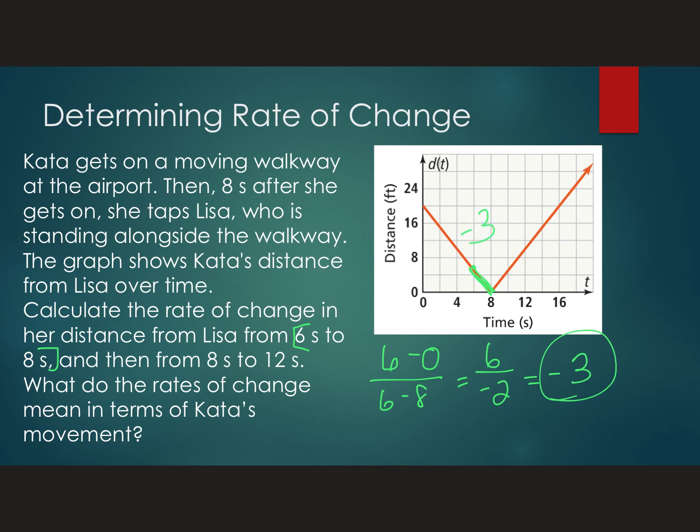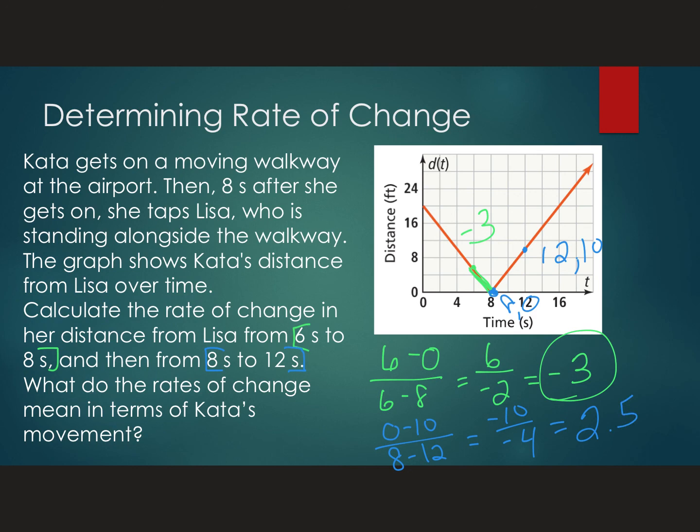And then the other section is from 8 seconds to 12 seconds. So here's 8 seconds, here's 12 seconds. It looks like the points are 8, 0. But then we had the point 12, 10. So in this case, my change in y goes from 0 to 10. X goes from 8 to 12. I get 10 over 4, which is positive 2.5.